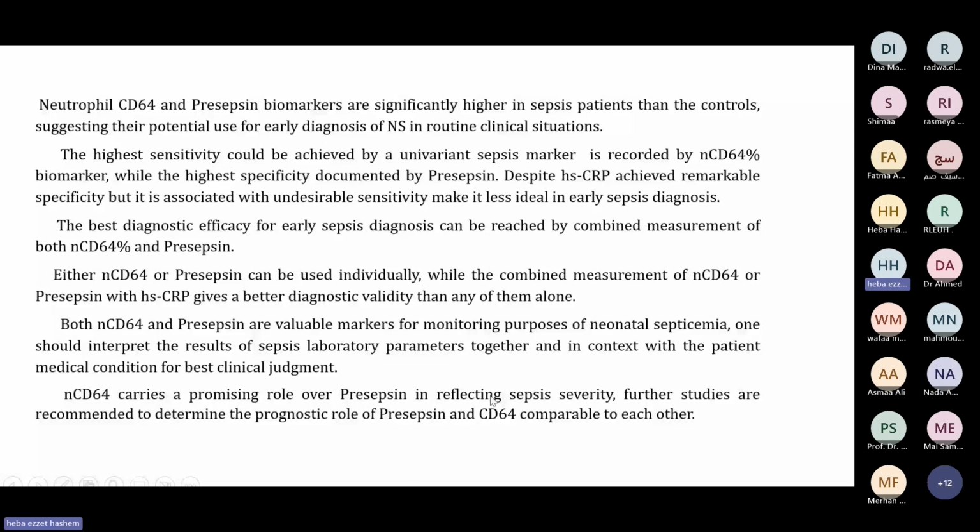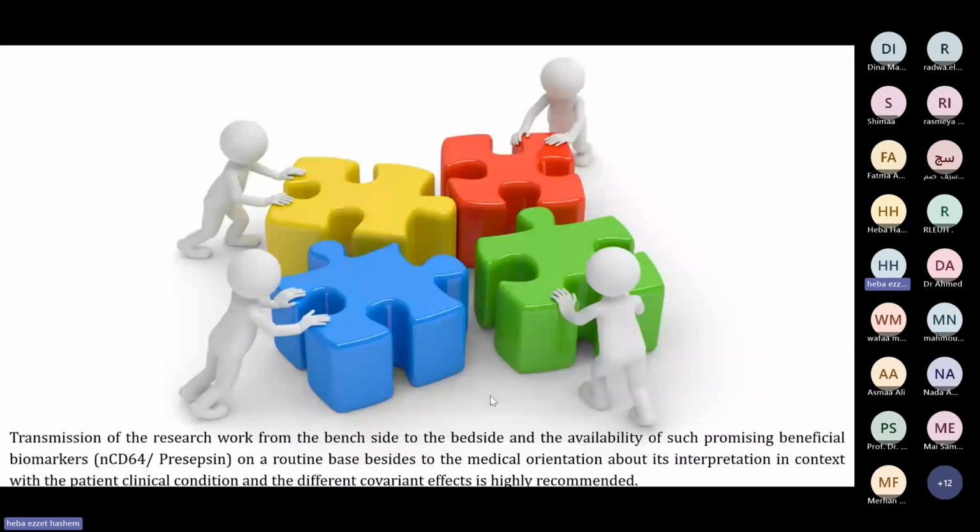I put this slide to demonstrate the transmission of the research work from the bench side to the bedside. The availability of such promising beneficial biomarkers, neutrophil CD64 or procalcitonin, on a routine basis, besides medical orientation about their interpretation in the context of the patient's clinical condition and the different clinical variants, is highly recommended, to transmit all of this research done by the clinical pathology and the pediatric department from the bench side to the bedside.